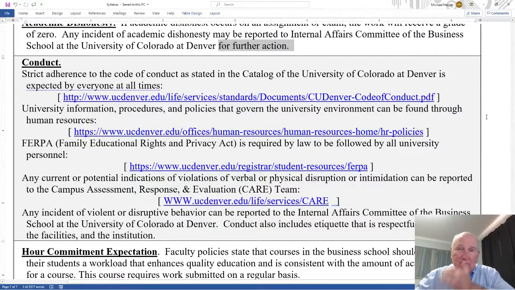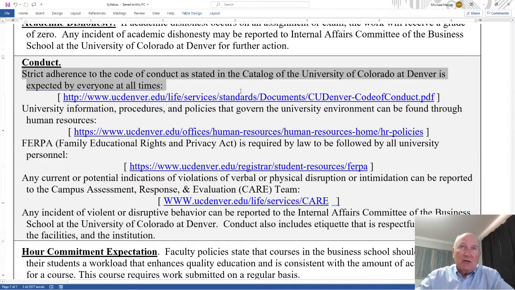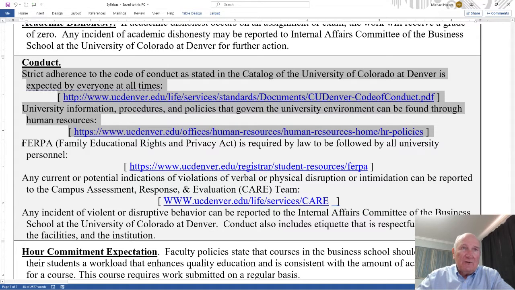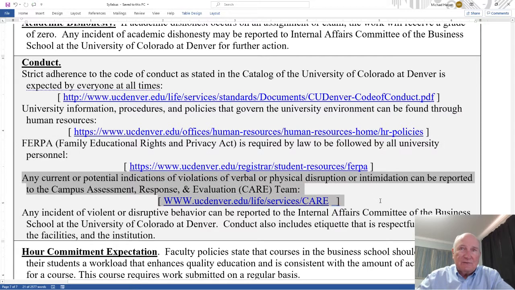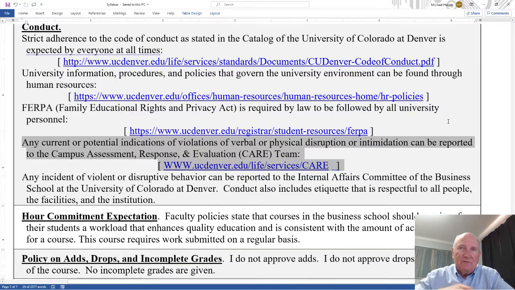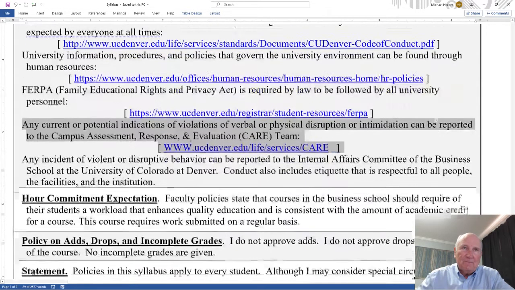Conduct. Faculty has been asked to put this in here. This is a link to the Code of Conduct. Here are university policies on diversity. Here's FERPA on family information. And finally, this last one down here is a care team for any incidents of verbal or physical disruption or intimidation happening on campus. They report this to the care team, and they will evaluate it.